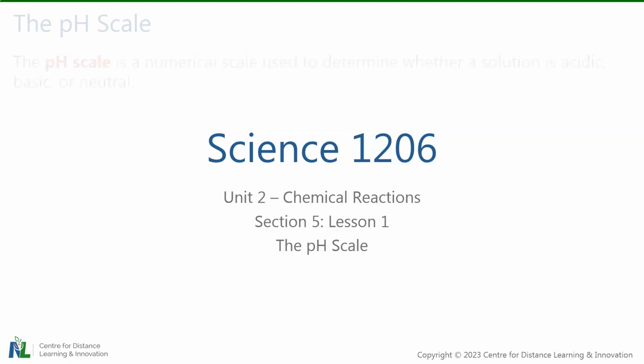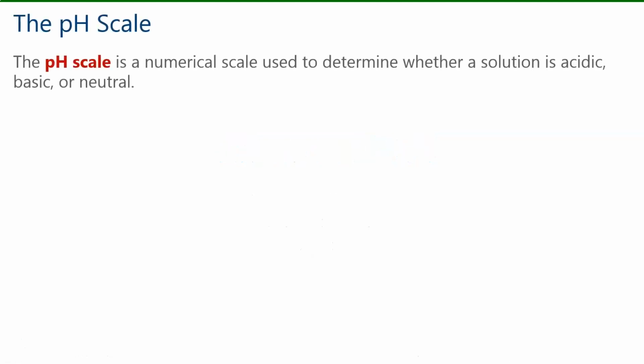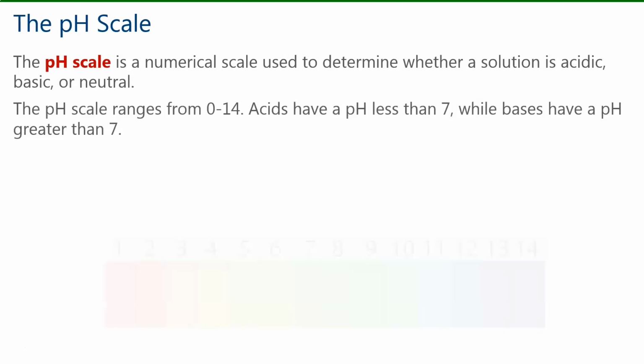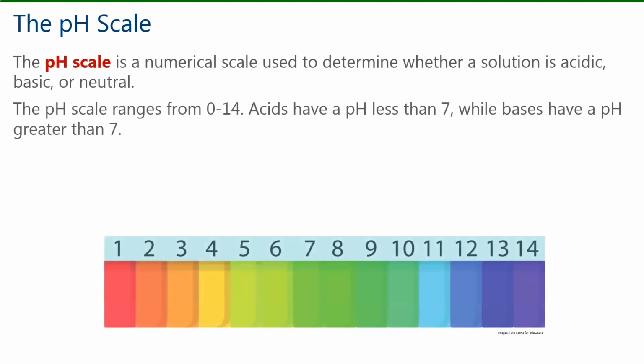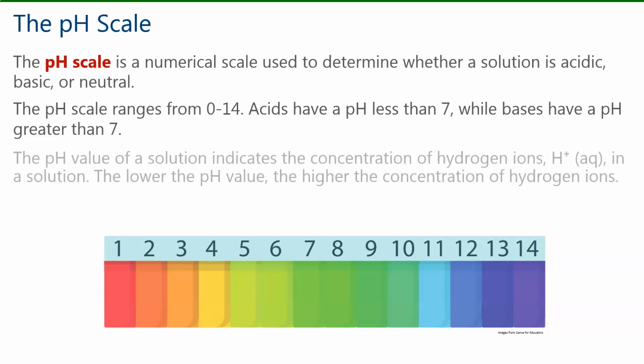Let's get started. The pH scale is a numerical scale used to determine whether a solution is acidic, basic, or neutral. The pH scale ranges from 0 to 14. Acids have a pH of less than 7, while bases have a pH greater than 7. The pH value of a solution indicates the concentration of hydrogen ions, H+ aqueous, in a solution. The lower the pH value, the higher the concentration of hydrogen ions.